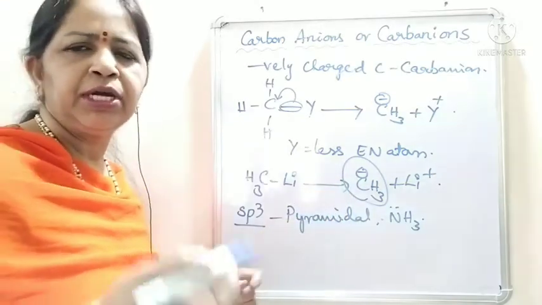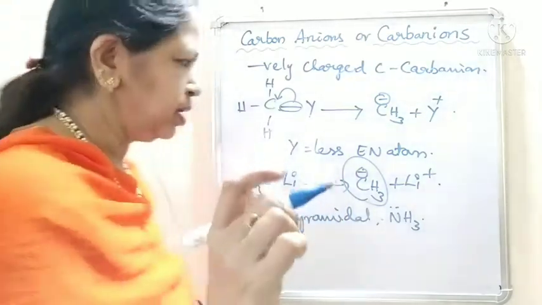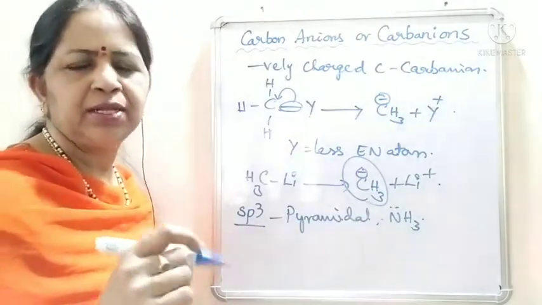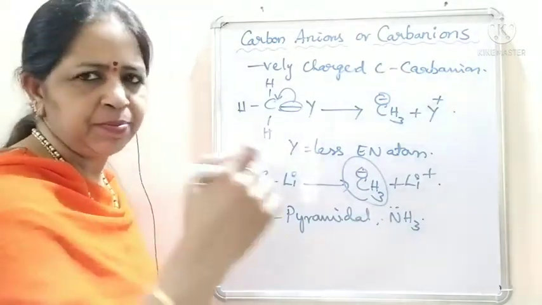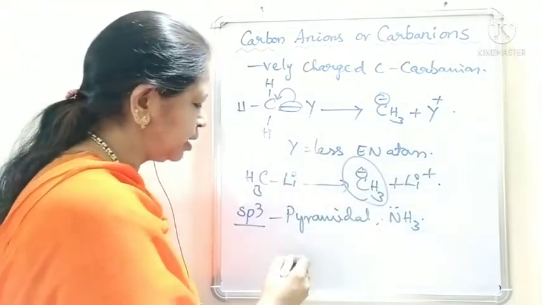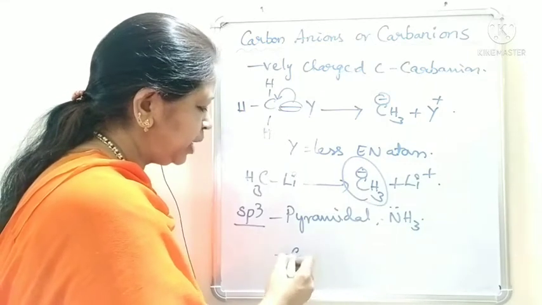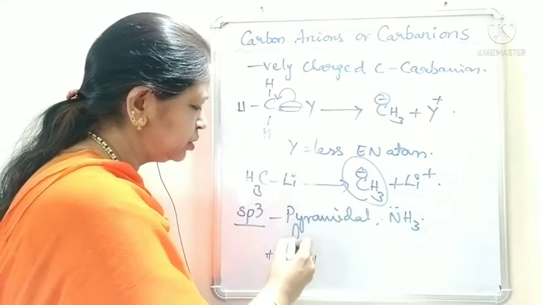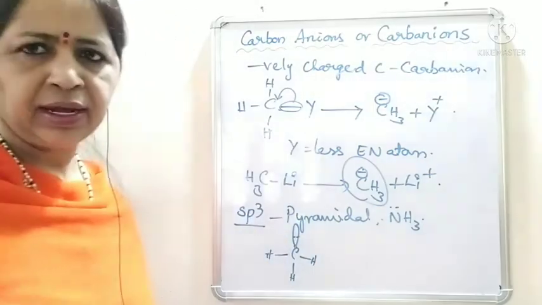Negative charge is nothing but a lone pair of electrons. So its shape is similar to the ammonia structure, that is, it has a pyramidal shape. And how many electrons does it have? It has 8 electrons: carbon has 3 bond pairs of electrons and 1 lone pair of electrons.